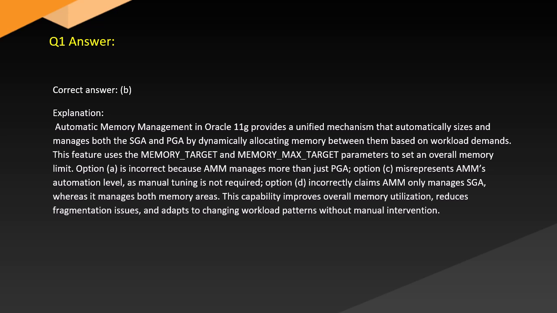Option A is incorrect because AMM manages more than just PGA. Option C misrepresents AMM's automation level, as manual tuning is not required. Option D incorrectly claims AMM only manages SGA, whereas it manages both memory areas. This capability improves overall memory utilization, reduces fragmentation issues, and adapts to changing workload patterns without manual intervention.